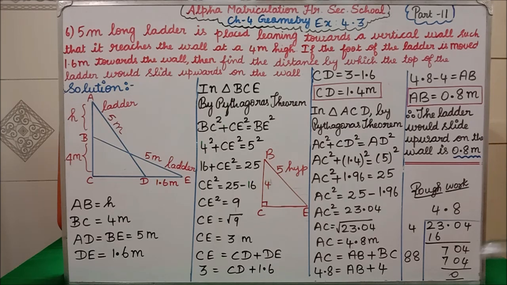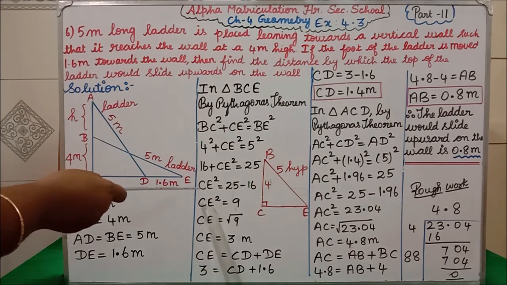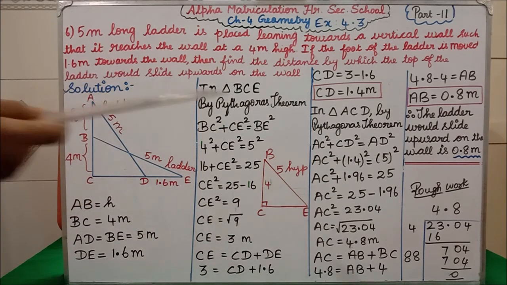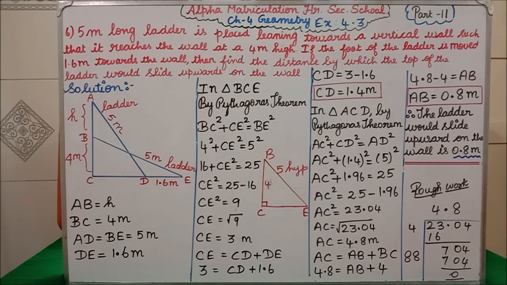We don't know, so I have written as such. BC side is what? 4. So I have written 4. The next step, this 4 if it comes this side, what will it become? Minus. So 4.8 minus 4 is 0.8 meter. Therefore, the ladder would slide upward on the wall by 0.8 meter. So how much has it moved from here to here? It has moved 0.8 meter. Clear students? When this side 1.6 meter moves, this side it moves 0.8 meter, we have found. Clear all of you? All of you have understood the 6th question?